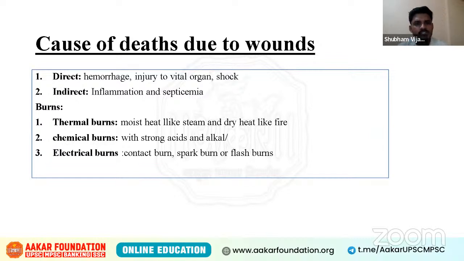Then the next one is inflammation and septicemia. So chronic inflammation near a vital organ, or septicemia, means toxins, these harmful chemicals, are released in the blood. If proper antibiotics are not given to that particular animal, then because of these toxins, the animal will die.